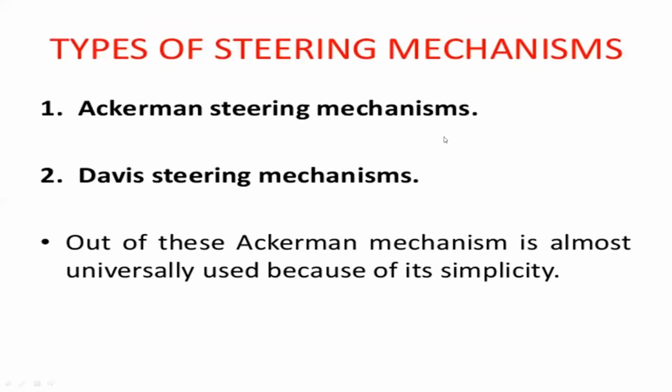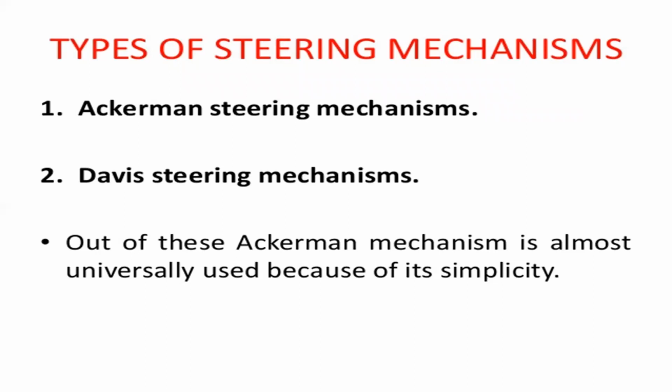There are two types of steering mechanisms: the Ackermann steering mechanism and Davis steering mechanism. We will see what the Ackermann steering mechanism is, what its construction is, and what its expression is in this class, and also the Davis steering mechanism, its main purpose in automobile vehicles, and its construction and expression.